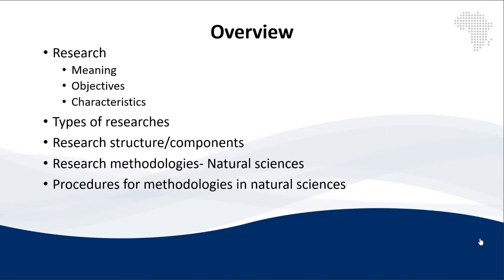We are going to look at research: the meaning, objectives, and characteristics of research. Then we are going to look at the types of research, the research structure or components, and the research methodologies that are used in the natural sciences. We're going to have a discussion around that part, and then the procedures for methodologies in the natural sciences. Hopefully that will be enough to stir up a good interaction or discussion after this, so that we can try and help each other in this area.